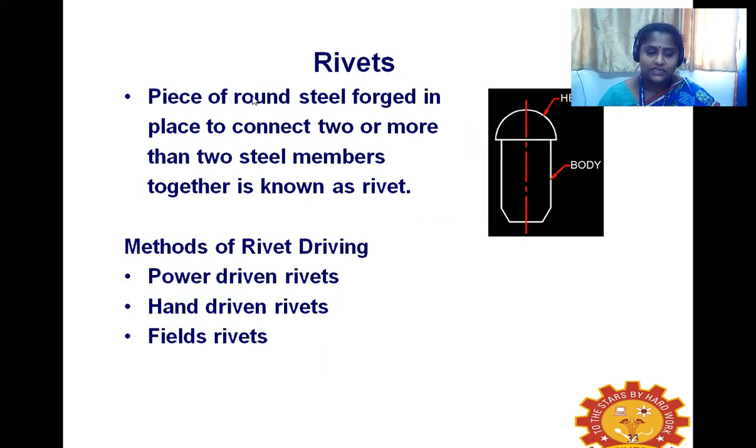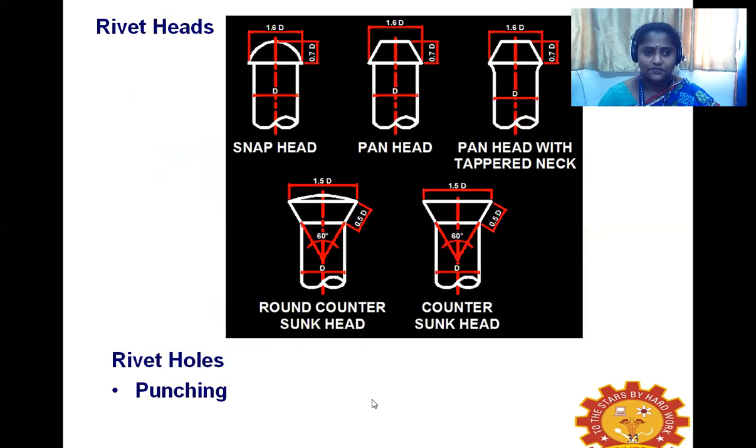What is a rivet? A piece of round steel forged in place to connect two or more steel members together is known as a rivet. Methods of riveting: what are all the methods available? Power driven rivets, hand driven rivets, and field rivets.